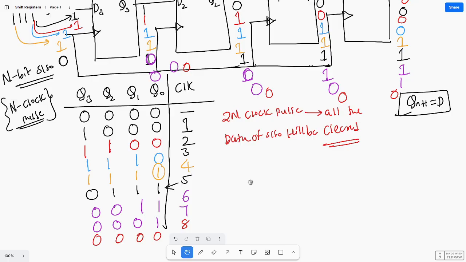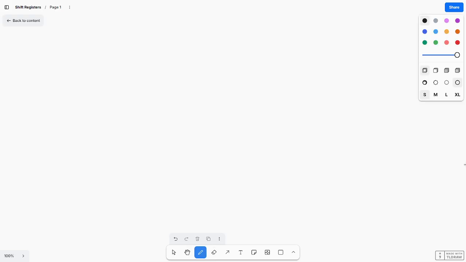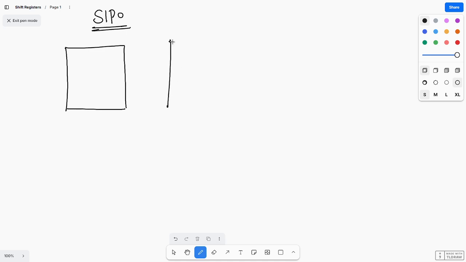Next, SIPO. SIPO means serial in, parallel out. So serial in parallel out uses the same diagram. Just four flip flops are required.